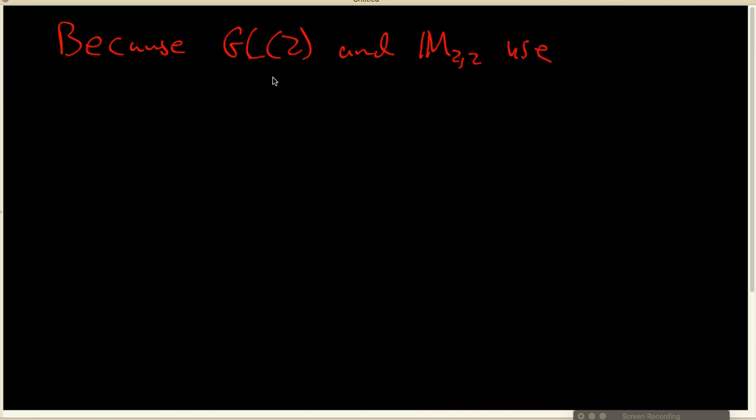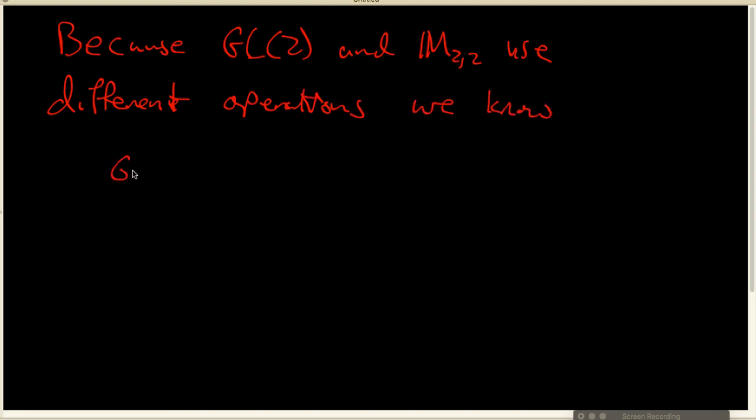So, because GL2 and M22 use different operations, we know that GL2 cannot be a subgroup of M22. In order to be a subgroup, you have to have the same operation.